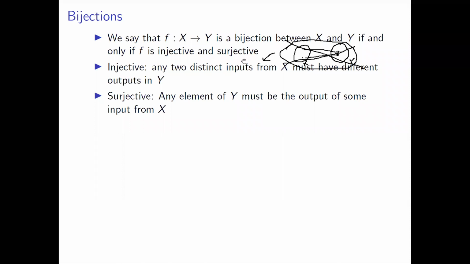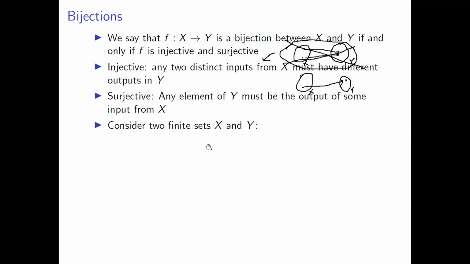And for surjectivity of f, we want any element of y. So here's our y, here's our x. So y over here, x over here. If we take any element of y here, we need to be able to find some element of x which maps to that element of y through our function f. So that's just a review from the last video.